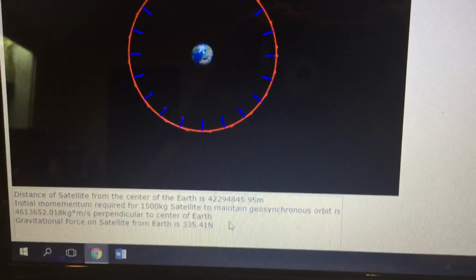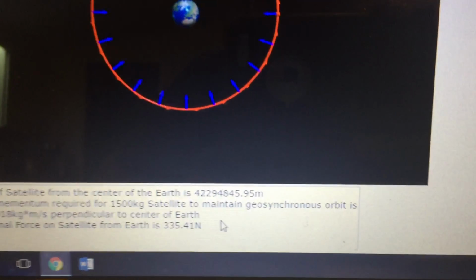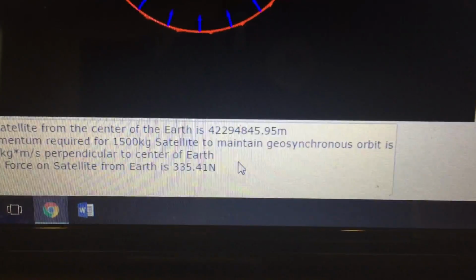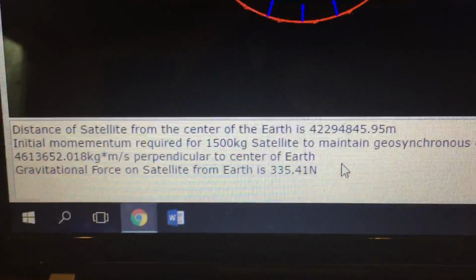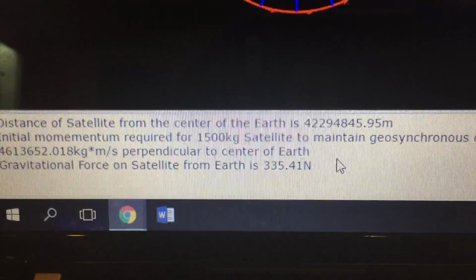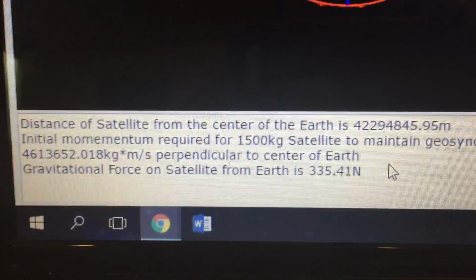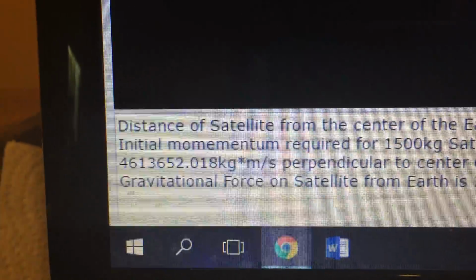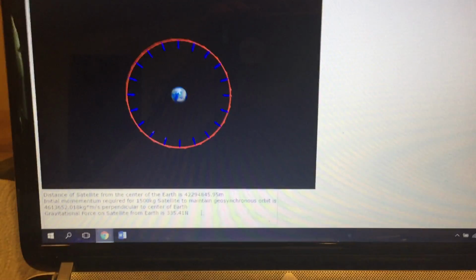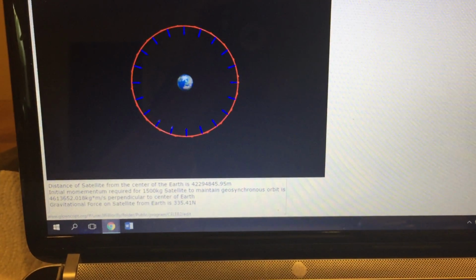And I believe I didn't show the hand calculation of the momentum, but it's right there, which is the mass of the satellite times this velocity. But that answer is right there, in momentum units. And that is my simulation. Thank you.